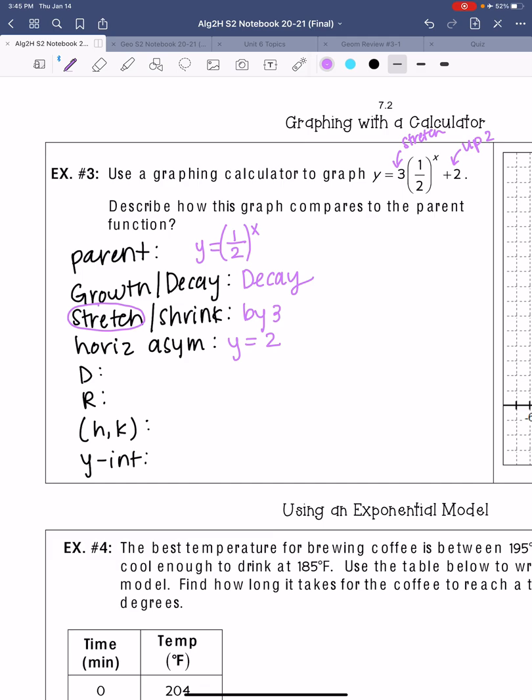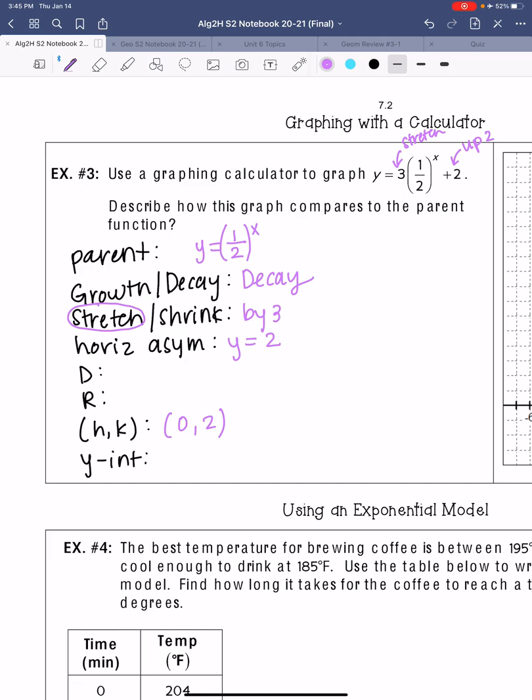Domain and range, I guess we can answer that after we actually graph it. You should be able to answer it without graphing it. And then h, so h is always going to be found up in your function. There's no value being added or subtracted up here, so the h value is 0. K is always your ups, downs, so it's going to be positive 2. So our hk is going to be 0, so h is 0, k is 2.